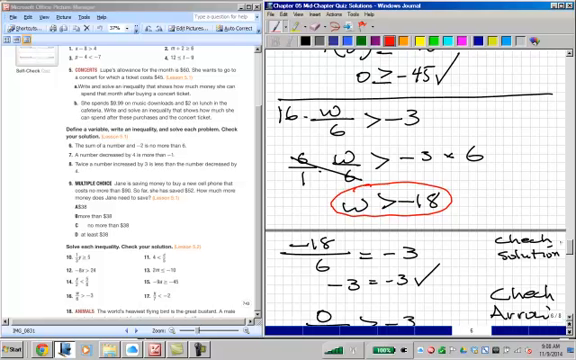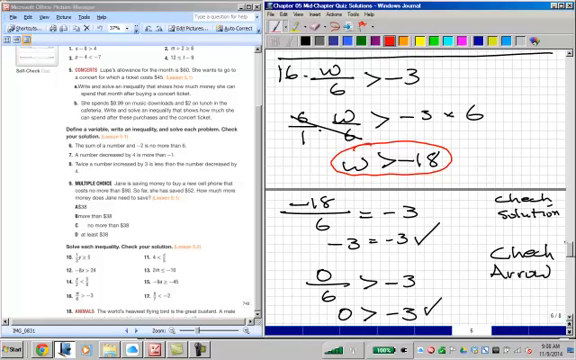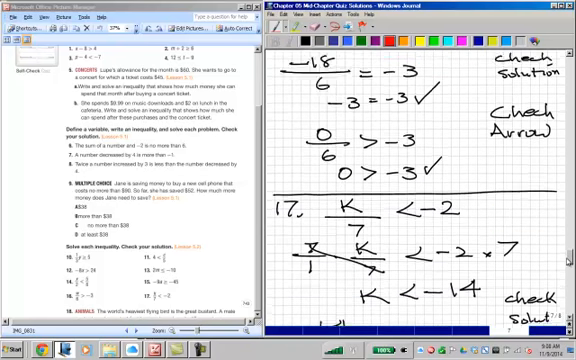Now I'm going to take a number in the solution area, which again, W is greater than negative 18. So 0 is in the solution set. So 0 divided by 6, is that greater than negative 3? Is 0 greater than negative 3? It is. So it checks.